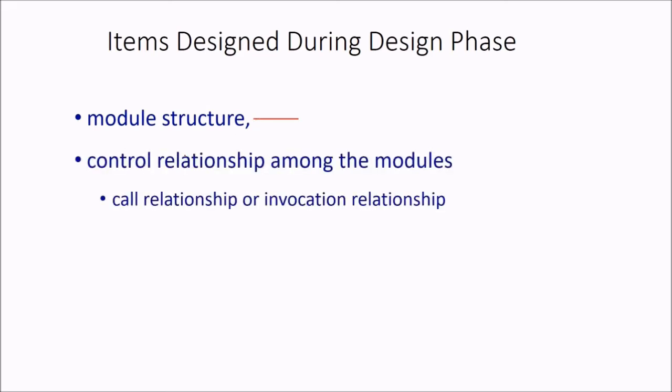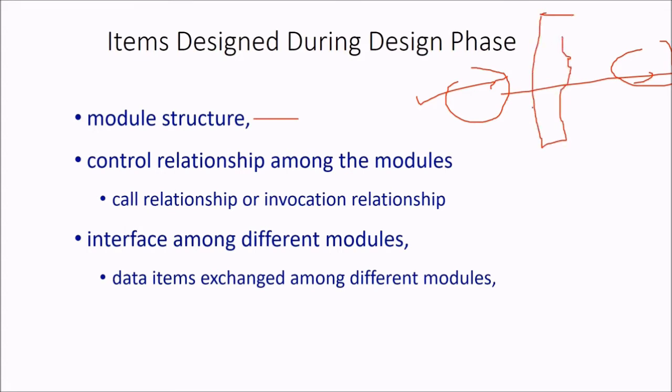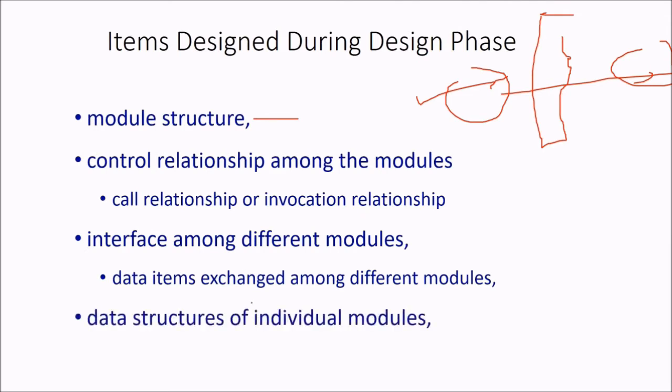What are the items designed during the design phase? First, you will prepare the module structure. Then you have the control relationship among the modules, which is an invoke relationship or call relationship. Then the interface among different modules. So we are talking about various modules: what will be the structure of each module, then the control relationship among these modules, then the interface among these modules, that is, the data items which are going to be exchanged. All this needs to be taken care of along with the data structure of individual modules.